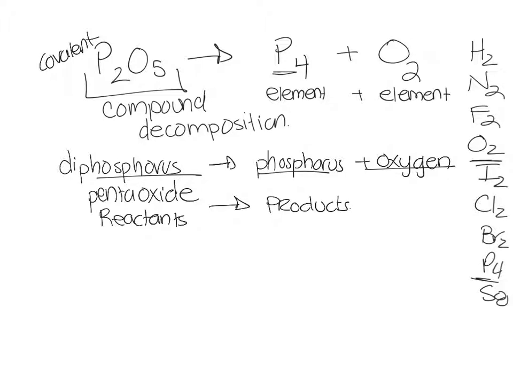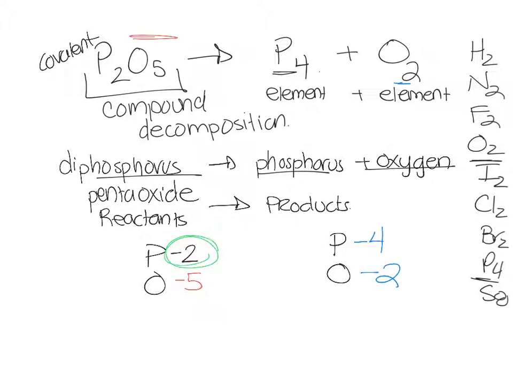Okay, and balancing. So you might have to write out your list like this. If I count over here, I have 2 phosphoruses on the reactant side and 5 oxygens. On this side, I have 4 phosphoruses and 2 oxygens. So I'll start there.